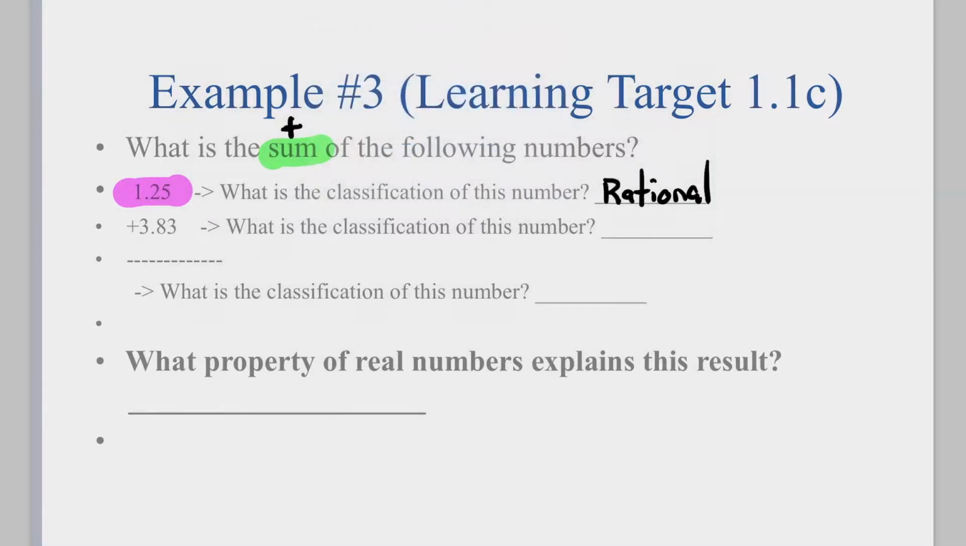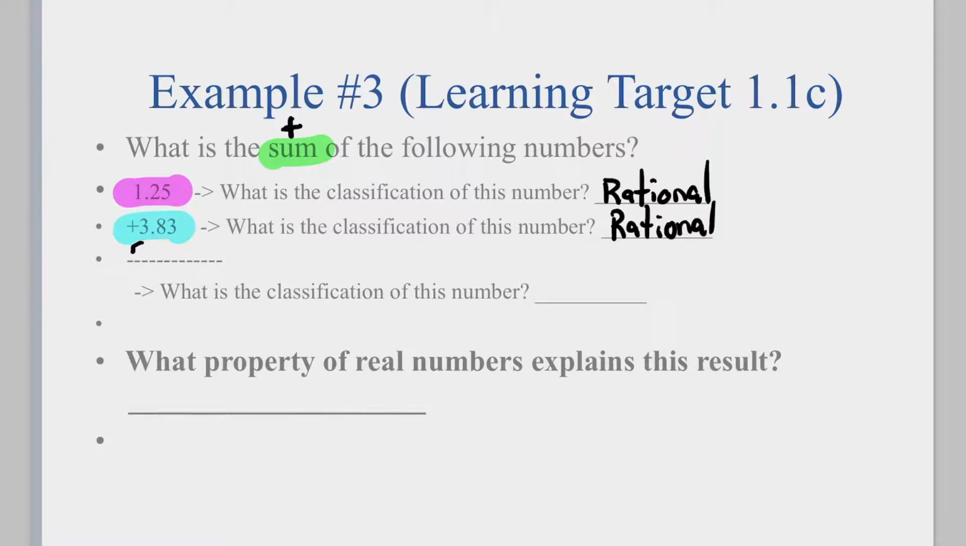Our second number, 3.83. Take a moment, see if you can determine what you think the classification of 3.83 should be. Okay, using the same logic as before, we know it's a decimal. We know that it does terminate. So that will lead us to the conclusion that we have a rational number that we are working with. So we have two rational numbers being added together.